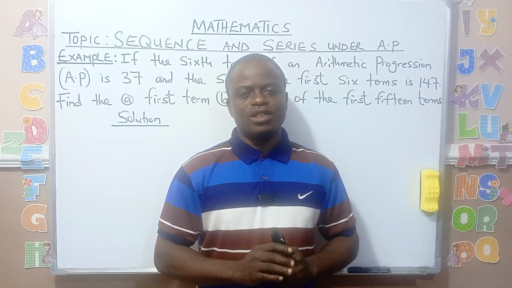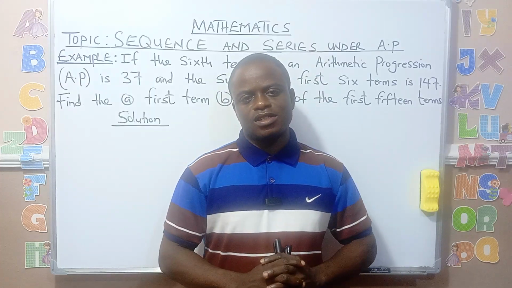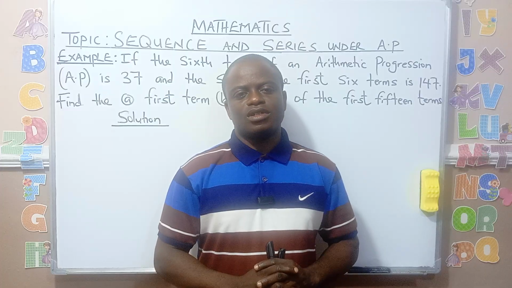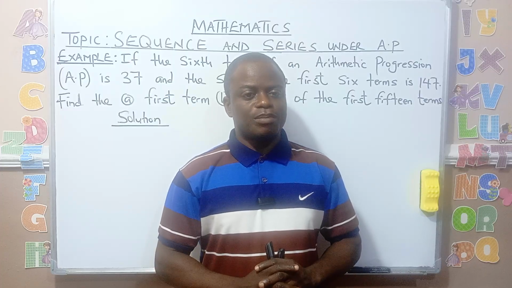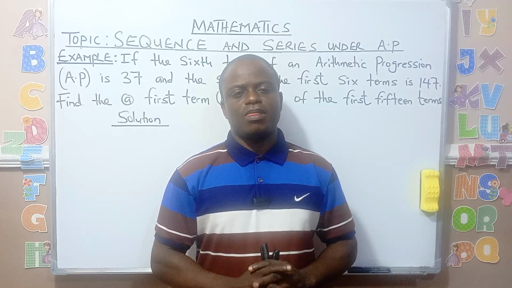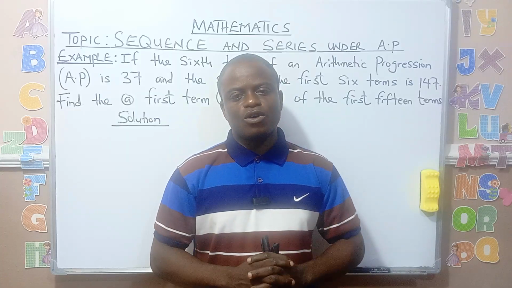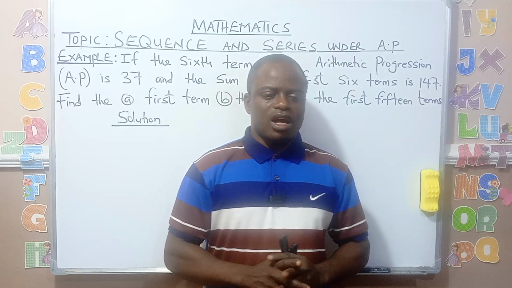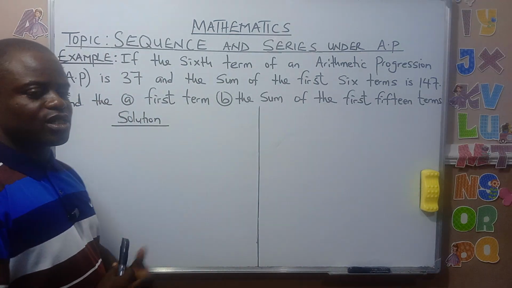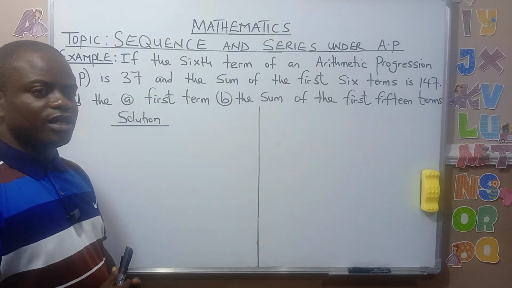Today, we're considering the topic titled Sequence and Series under Arithmetic Progression, represented with capital letters A and P. A stands for arithmetic, while P stands for progression. And questions like this often result in simultaneous equations. Let's look at the question critically.